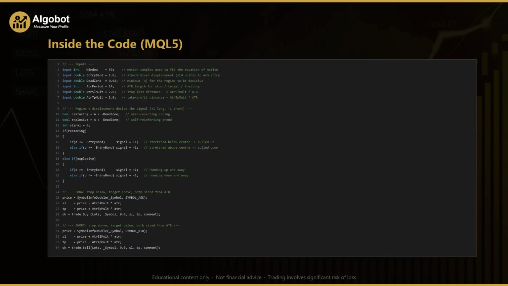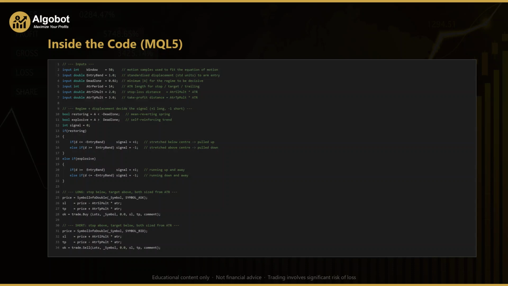Let's read the MQL5 as if we were sitting in MetaEditor. At the top are the inputs. Window is the number of motion samples used to fit the equation of motion, 50 by default. EntryBand is how far price must stretch from center in standard deviation units before an entry is armed.